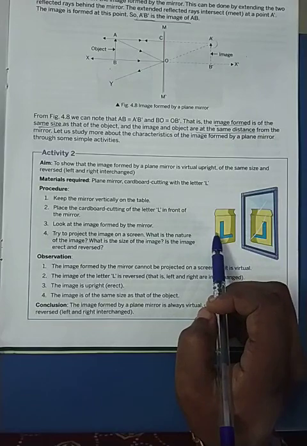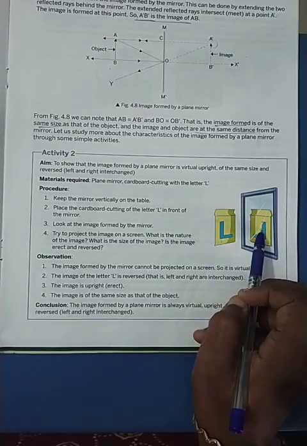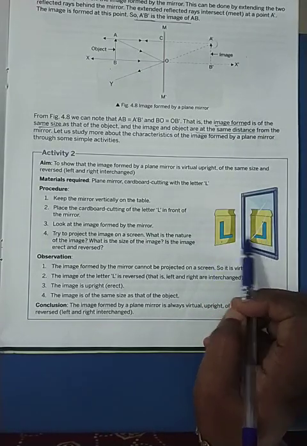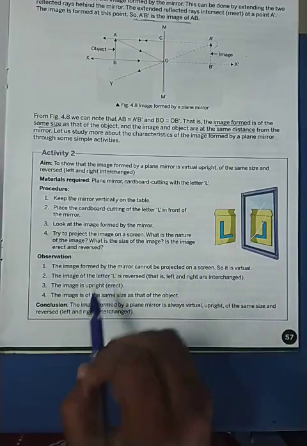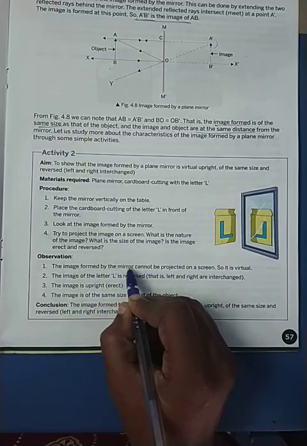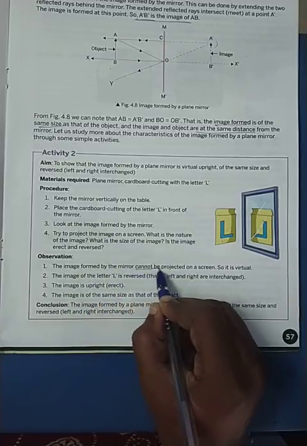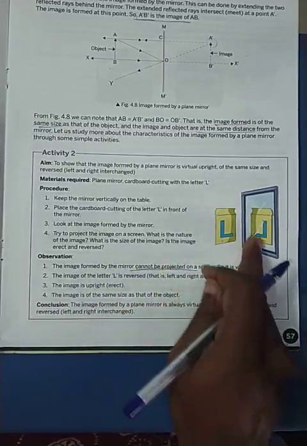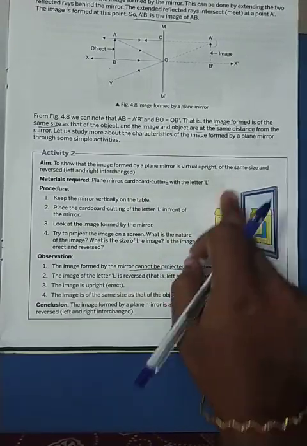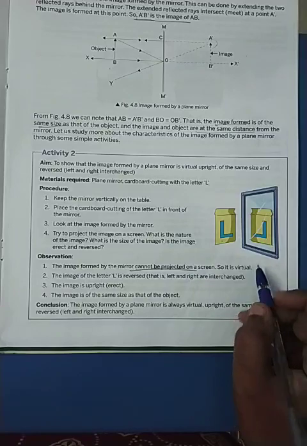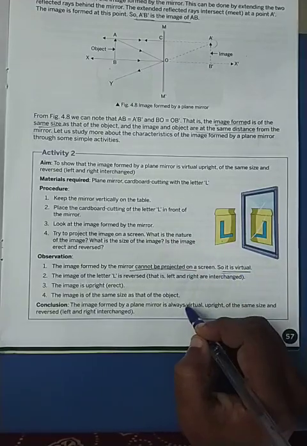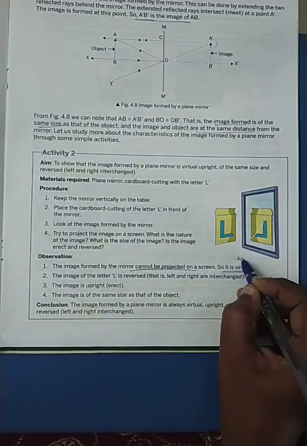How will it be looking? The image is formed on the mirror itself. It will be looking in the opposite direction. Is it not? That is what we are going to observe. First thing, the image formed by the mirror cannot be projected on the screen. It is formed on the mirror itself. That means we are going to see the image on the mirror itself. So it is virtual. First point is virtual image.